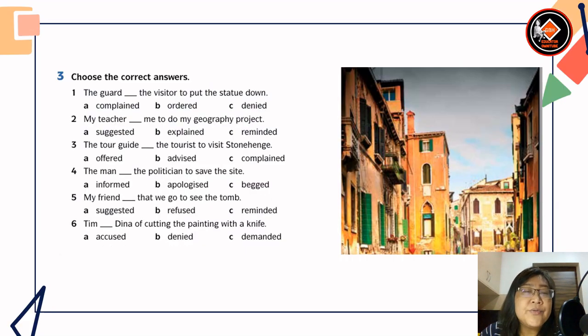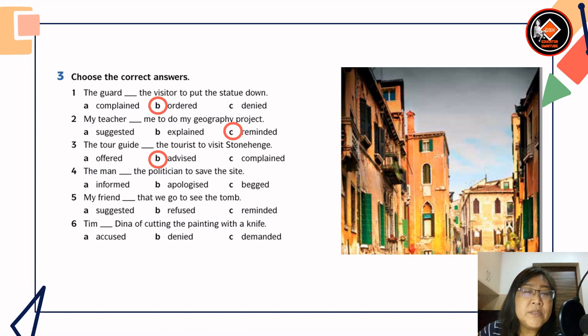Let's look at exercise 3. Choose the correct answers. Number 1, the guard blank the visitor to put the statue down. So complained, ordered or denied. So answer should be ordered. My teacher blank me to do my geography project. Suggested, explained or reminded. Answer is reminded. The tour guide blank the tourist to visit Stonehenge. Offered, advised, complained. So answer is advised.